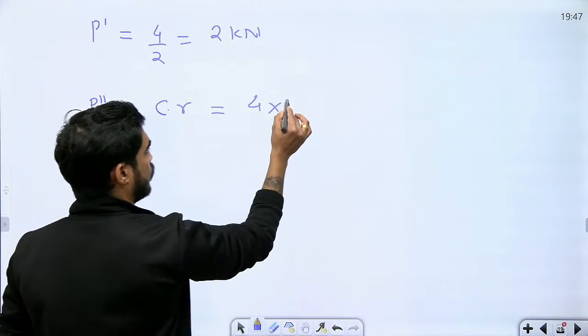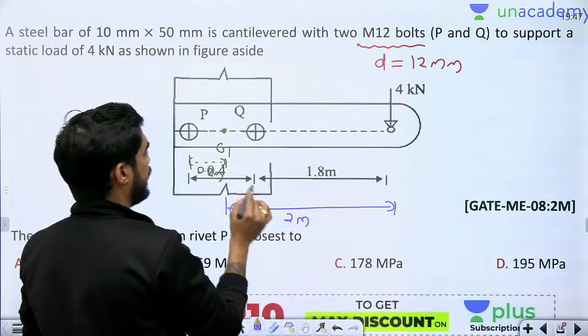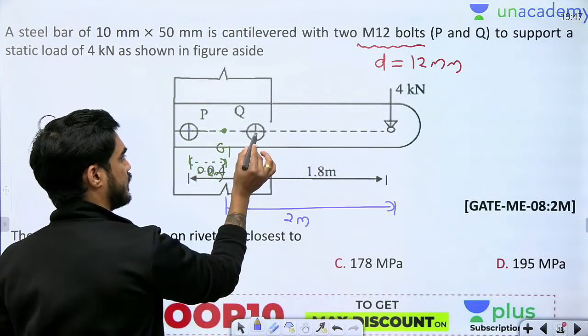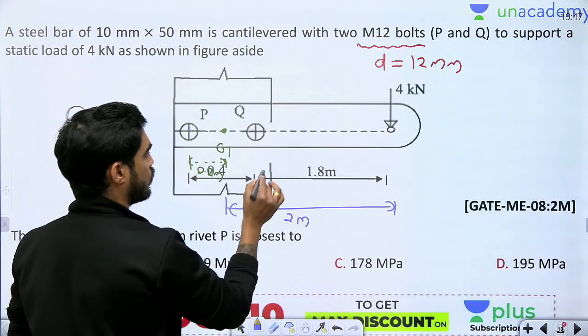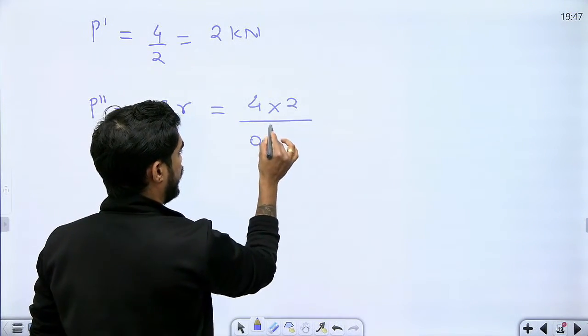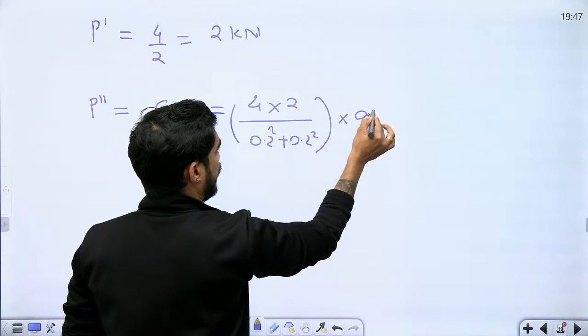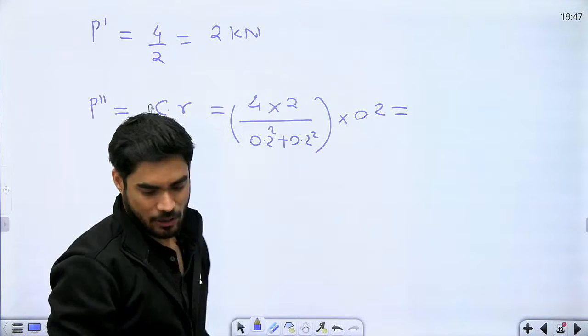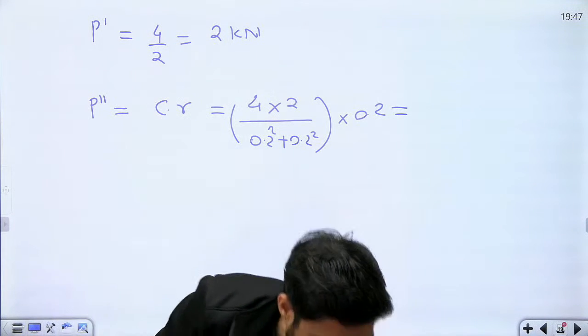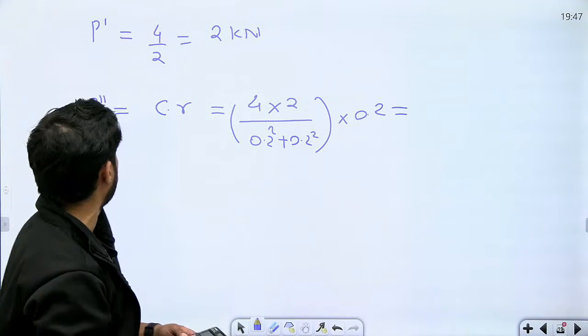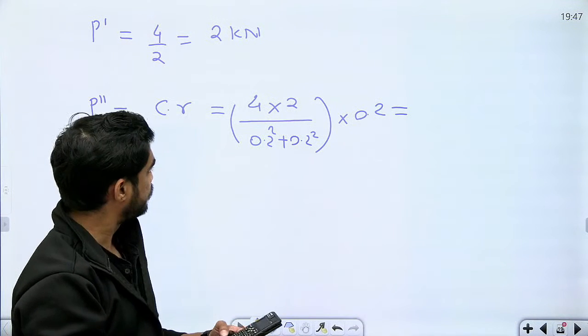So beta P into E divided by इसका सेंटर से डिस्टेंस का स्क्वायर प्लस इसका सेंटर से डिस्टेंस का स्क्वायर. So this will be 0.2 square plus 0.2 square. This is C multiplied by 0.2. This is R. Okay. So C into R will give me the secondary force. तो secondary force कितना आ रहा है?